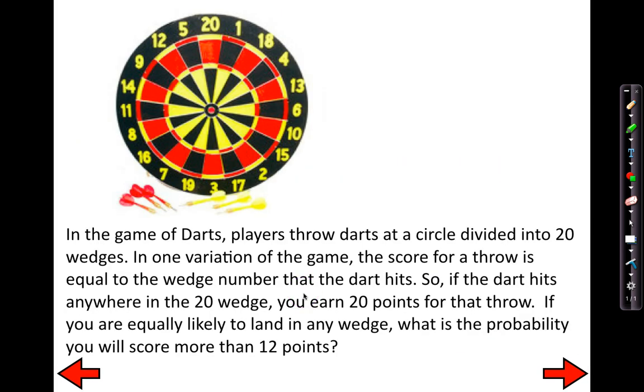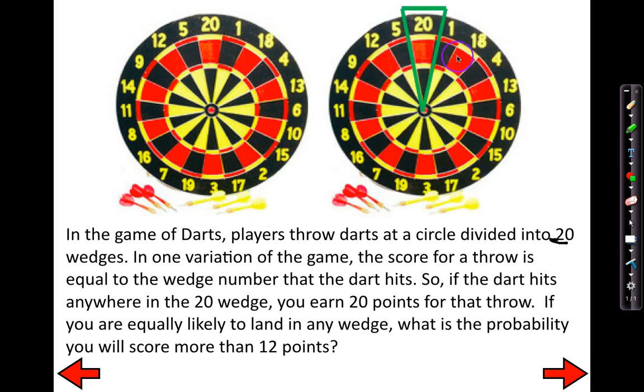Okay, so here, in the game of darts, players throw darts at a circle divided into 20 wedges. That's important to know. In one variation of the game, the score for a throw is equal to the wedge number that the dart hits. So if the dart hits anywhere in the 20 wedge, you earn 20 points for that throw. So for example, this is a 20 wedge. If you land anywhere in this wedge, you would get 20 points.